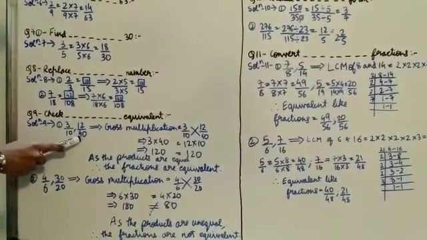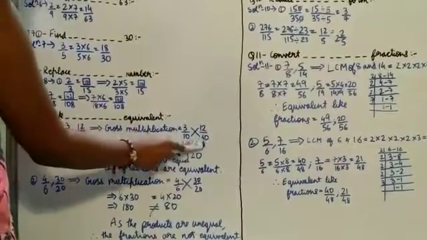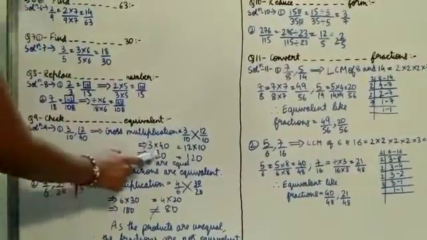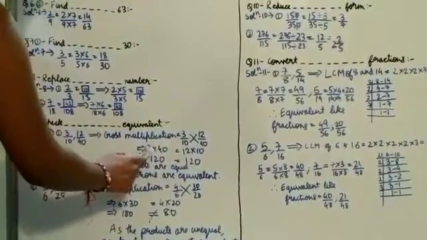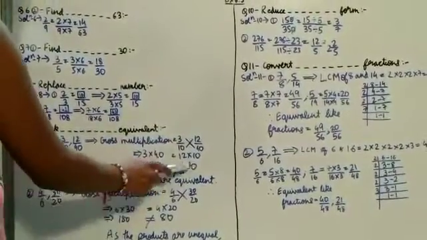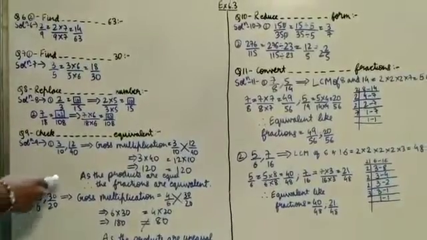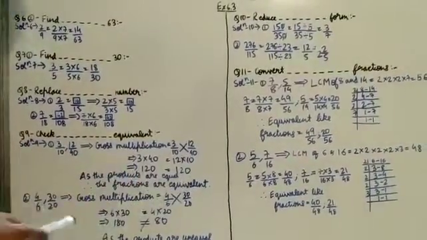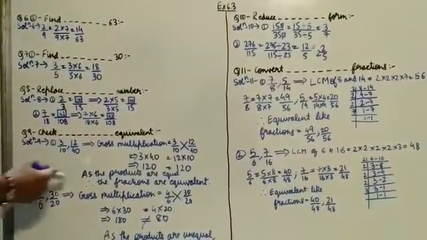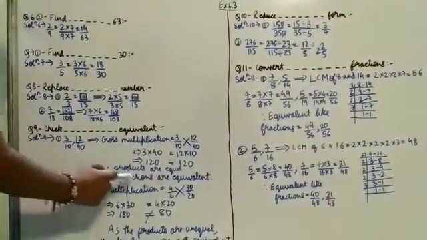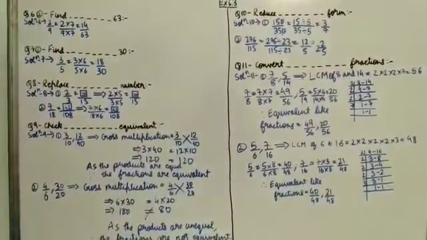So 3 into 40 and 12 into 10. 3 into 40 is 120 and 12 tens are 120. As the products are equal, the fractions are equivalent. So it means that when the products come out equal, then the fractions are equivalent.